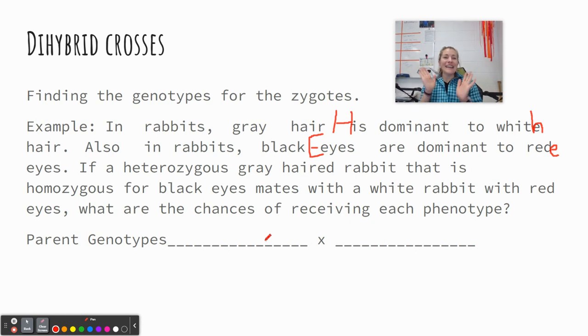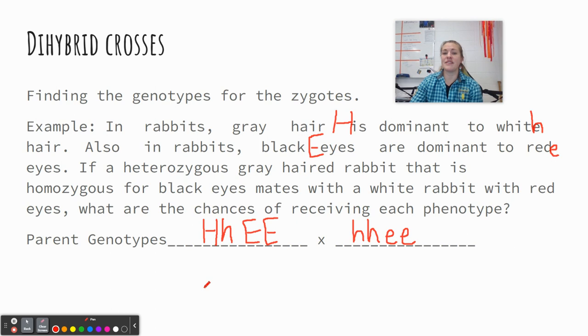Anyway, so if a heterozygous gray-haired rabbit, so heterozygous for gray hair, that means its hair alleles are different. So it's heterozygous for gray hair, and it's homozygous for black eyes. So that black eye allele is big E, and it's homozygous. So I'm going to have big E, big E, mates with a white rabbit. So if it's white, it has to have 2 copies because that's recessive, little h, and it has red eyes. Red is recessive to black, so I need 2 copies in order to have that.